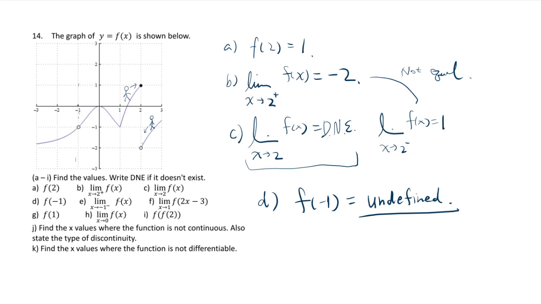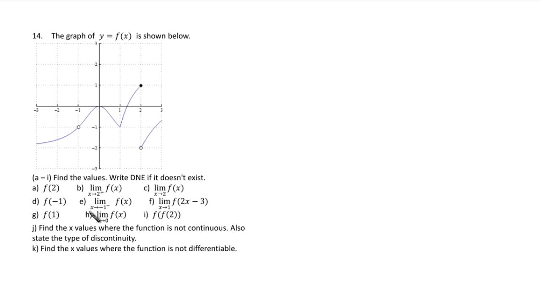Okay, let's move on to other questions. What about the limit as x goes to negative 1 from the left? So here's negative 1, and you're trying to approach from the left. So again, you picture yourself walking towards negative 1 from the left, and as you walk on this terrain, you're paying attention to your height, your altitude, and your altitude is getting closer and closer to negative 1, right? So this part E, the limit as x goes to negative 1 from the left of f of x would be negative 1.